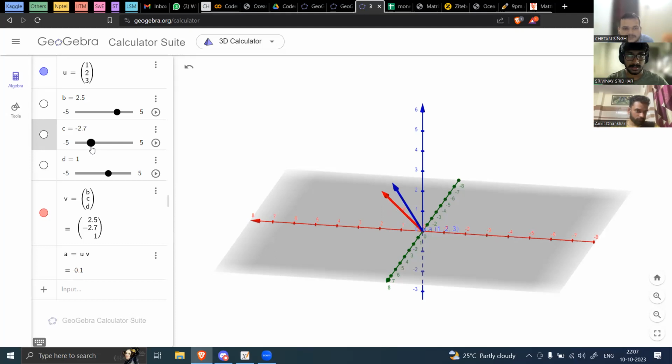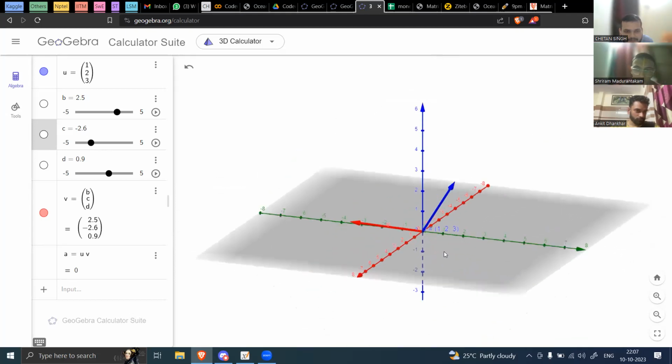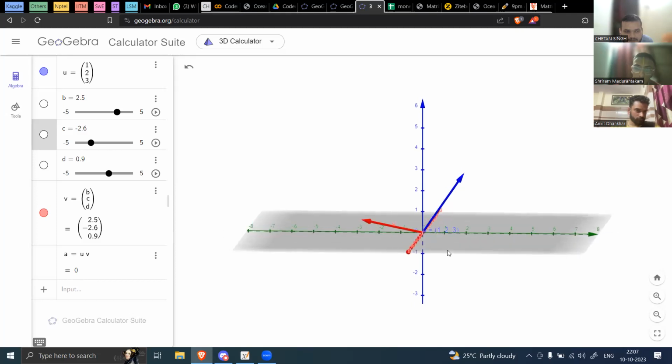So we should write 0 is equal to u dot v. We are getting near to 0.9. Okay, increase. So move it towards 5. Yeah, towards 5. Done. Okay, perfect. We have our dot product as 0, right?